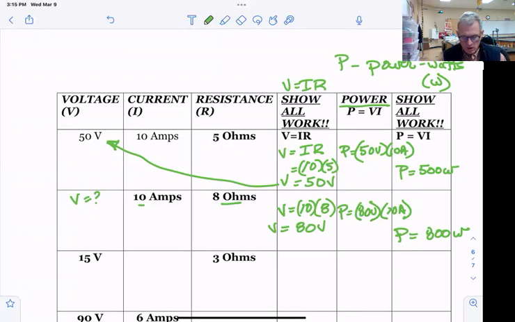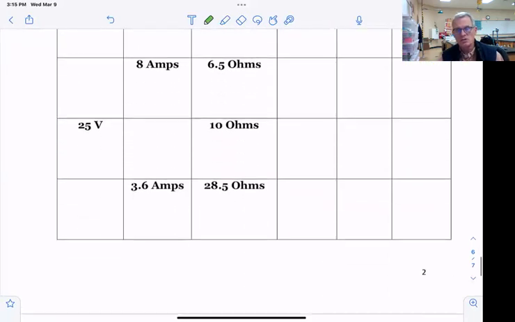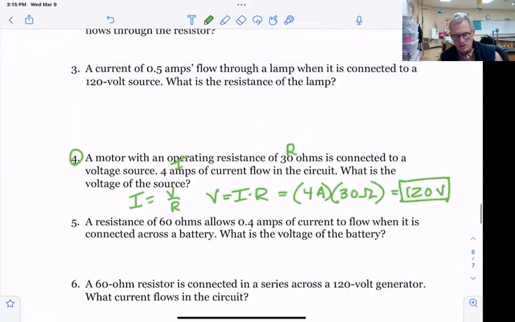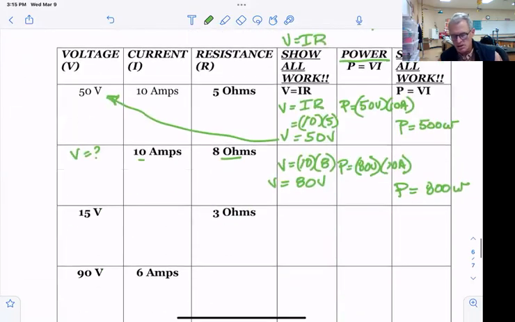So the rest of these problems, take a look at them and take care of these. Do these on your own. Follow my example. You can do the rest of these Ohm's law problems, and then also do these Ohm's law and power problems. All right, get started on those.